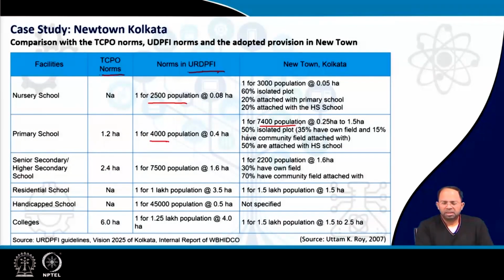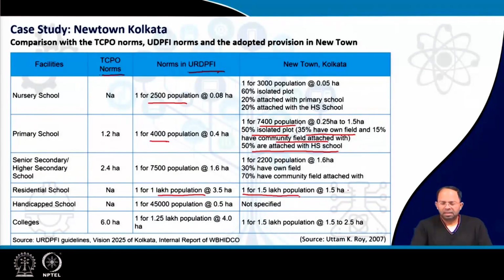Similarly, 50% of schools were given isolated plots and 50% were attached with high schools. Within the 50% with isolated plots, 35% were given the own field and 15% have a community field attached. Similarly, for other residential schools, the URDPFI guidelines say 1 for 1 lakh population, whereas for Newtown, 1 for 1.5 lakh population was adopted.